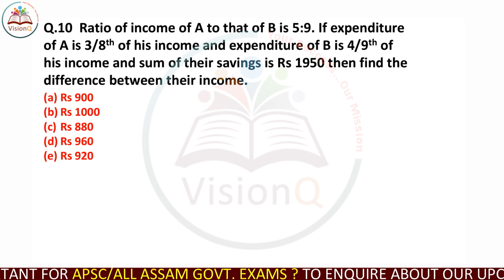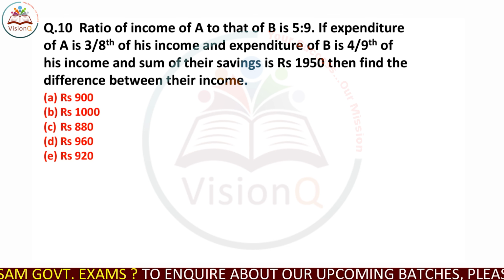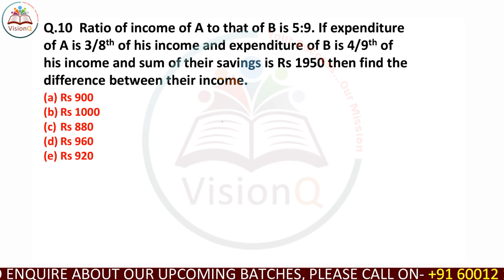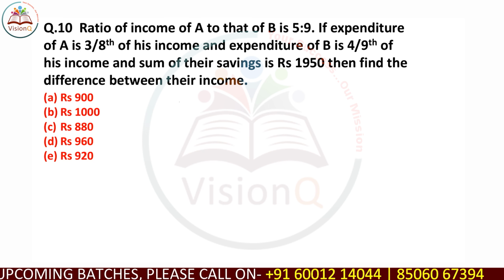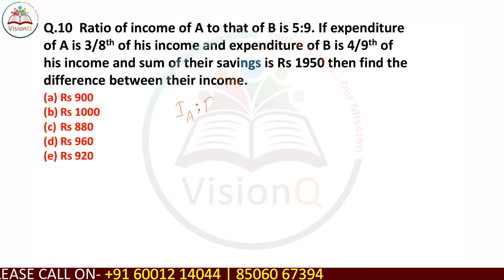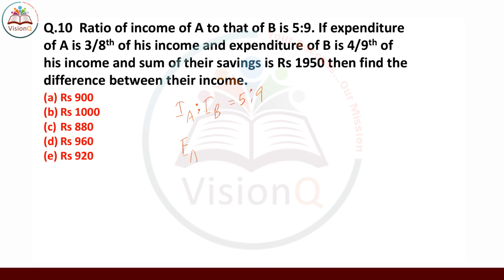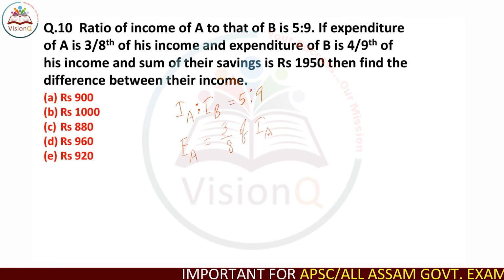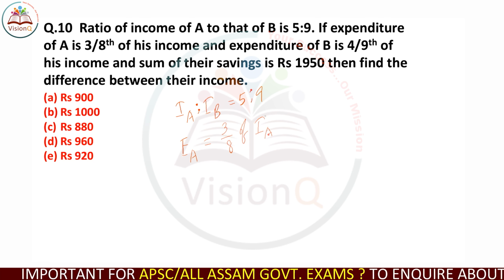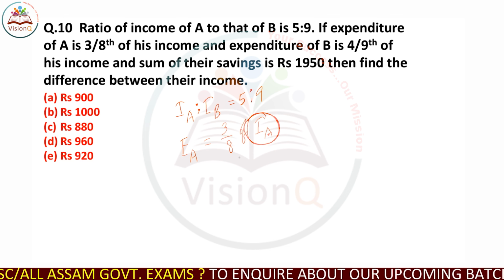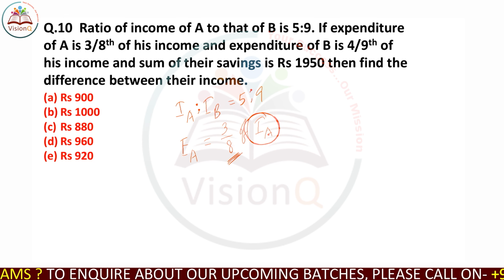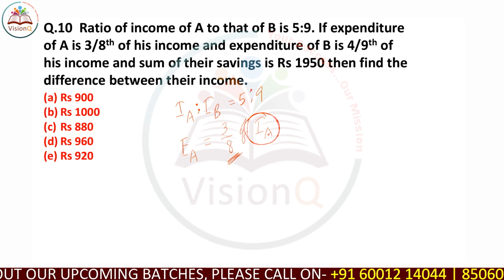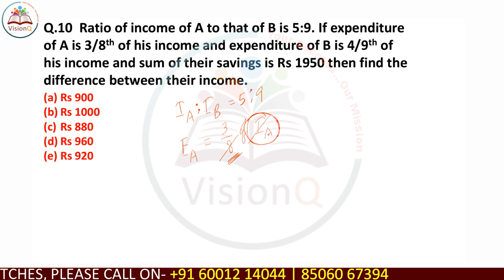Again, a question of ratio only. It says that the ratio of the income of A to that of B is 5 is to 9. So, income of A is to income of B is given as 5 is to 9. Expenditure of A is 3 by 8 of the income of A. It is given here. Now, income of A should be a number which is divisible by 8, only then I can cancel out this with this, isn't it? But income of A was 5 here.